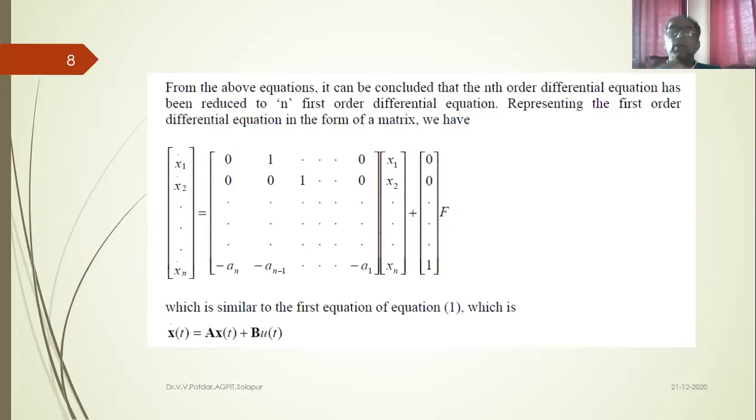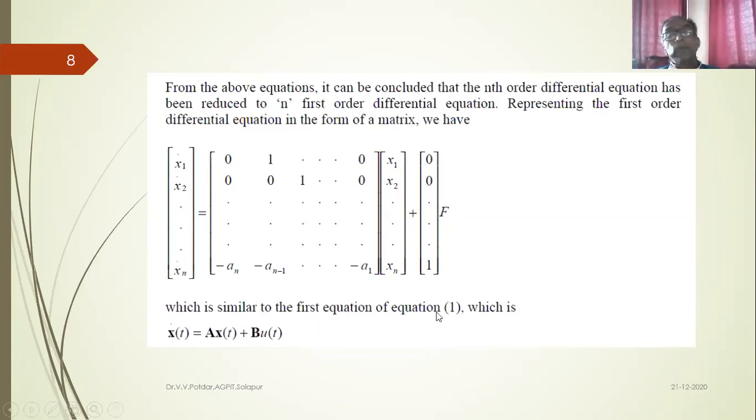So simplification is all. Representing the first order differential equations in the form of a matrix, we have x1 dot to xn dot is equal to the multiplication matrix, that is the matrix of constants A, which is called the system matrix, times the state matrix x1, x2 up to xn, plus the input function matrix. u(t) is the input function, f is the input, and x is the output, isn't it?